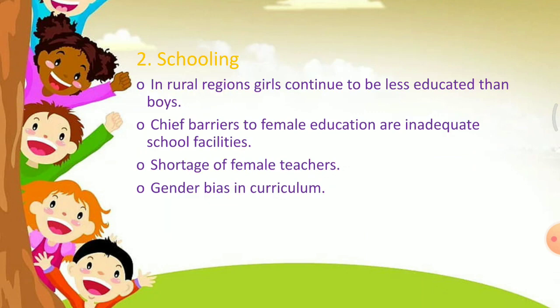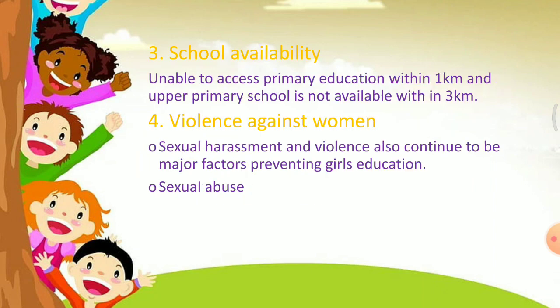Second, schooling. In rural regions, girls continue to be less educated than boys. Chief barriers to female education are inadequate school facilities, shortage of female teachers, and gender bias in curriculum. School availability: unable to access primary education within 1 kilometer, and upper primary school is not available within 3 kilometers. Violence against women: sexual harassment and violence also continue to be major factors preventing girls' education, and sexual abuse.